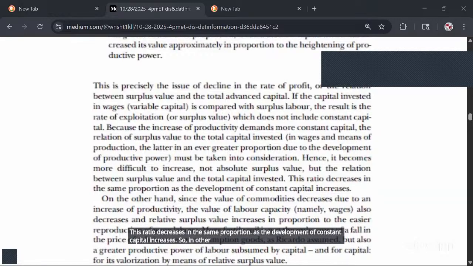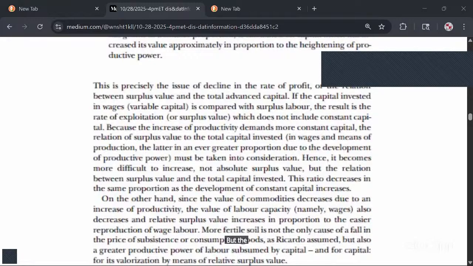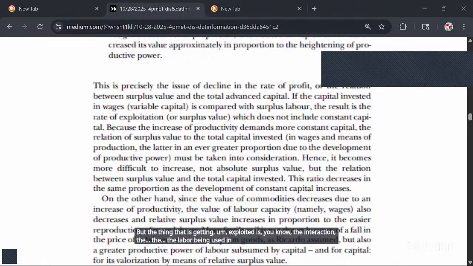So, in other words, the machines don't change. In fact, they may get better or bigger or whatever. But the thing that is getting exploited is the interaction, the labor being used in order to make stuff.